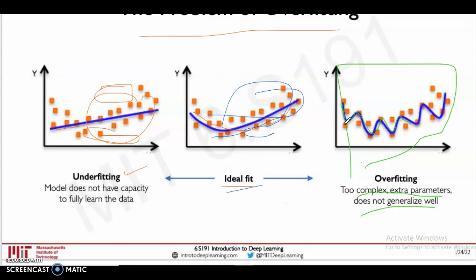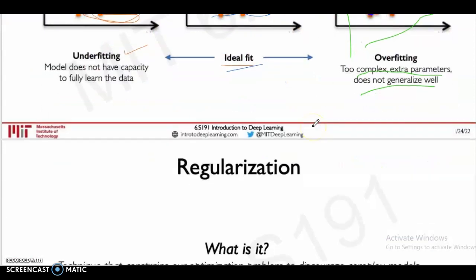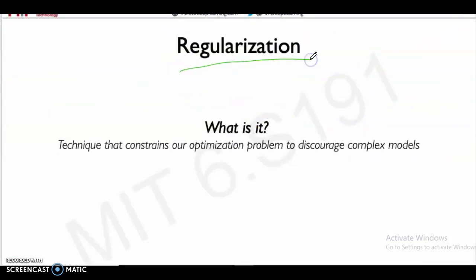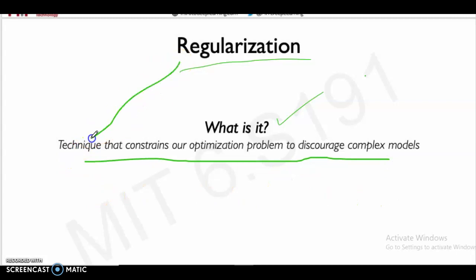So that's why we are doing regularization. What is it? A technique that constrains our optimization problem to discourage complex models.